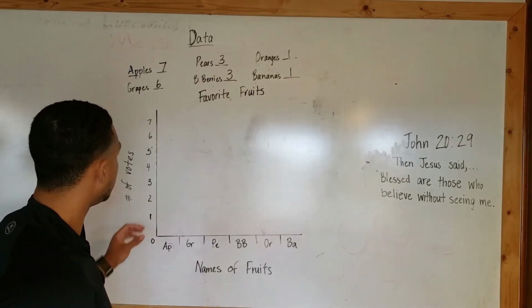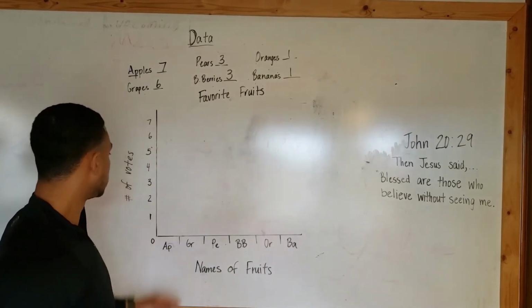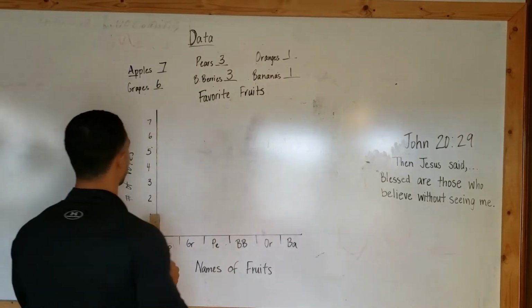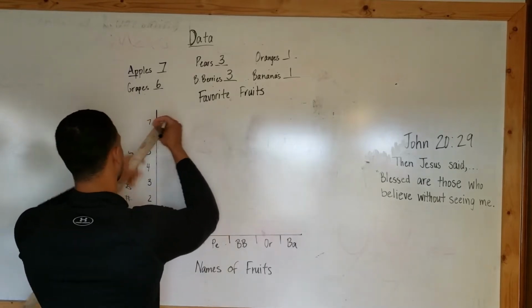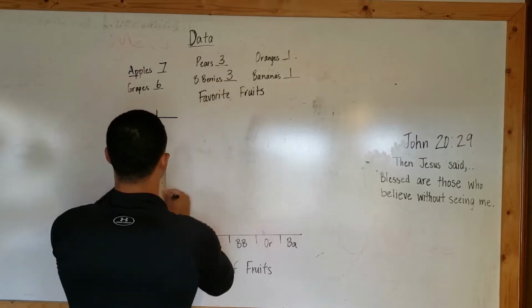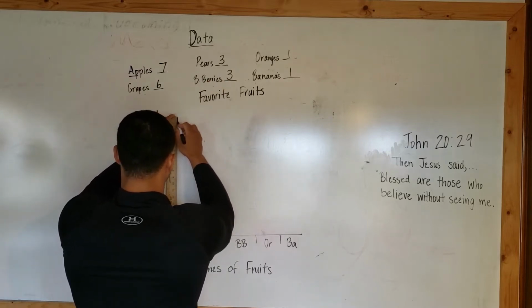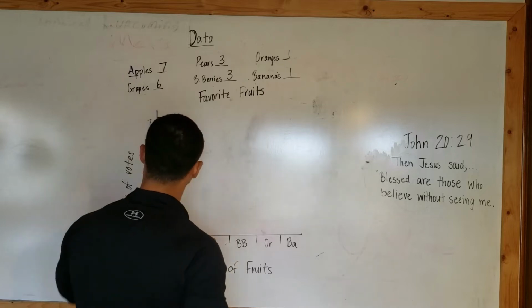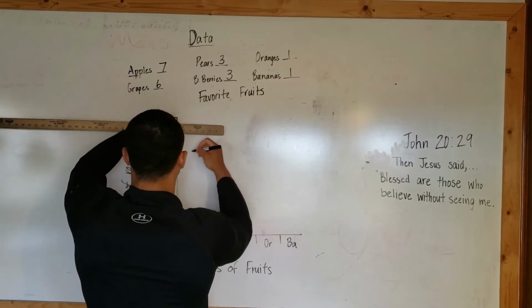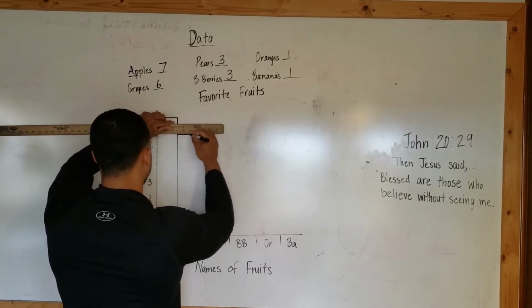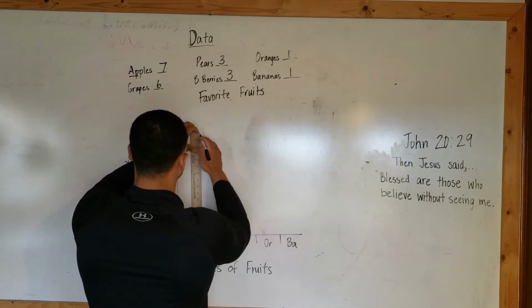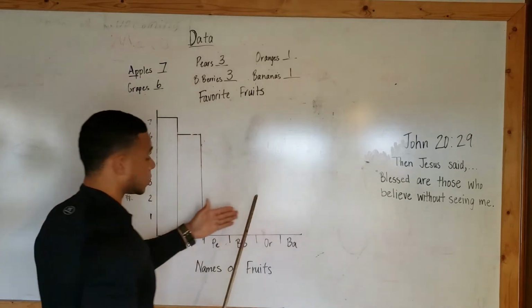Everything looks good. We can go ahead and actually put the data onto our graph. So let's start with apples. Apples, we know, are going to go up to 7. So let's make our bar up to 7 using our ruler or your meter stick. Grapes up to 6. So put your ruler on 6, make your horizontal line, and then come down with it. And then let's go ahead and do the rest.